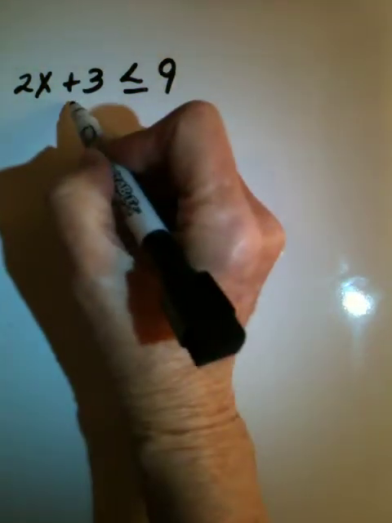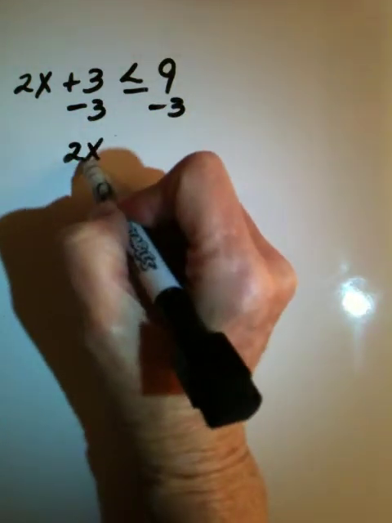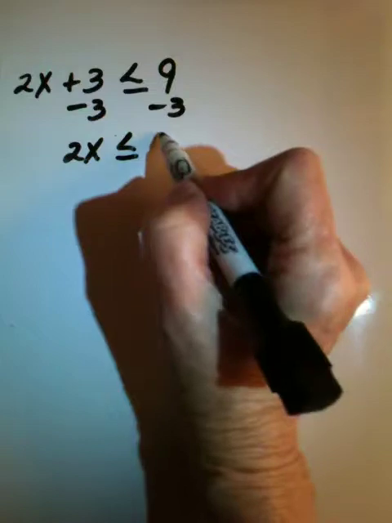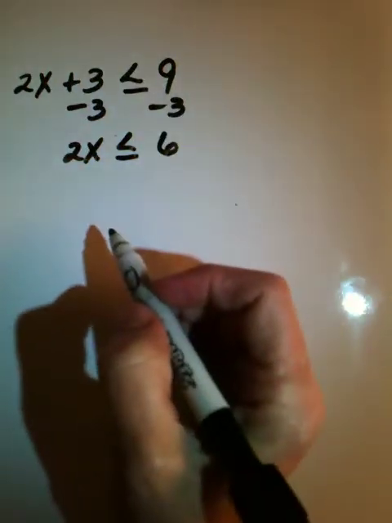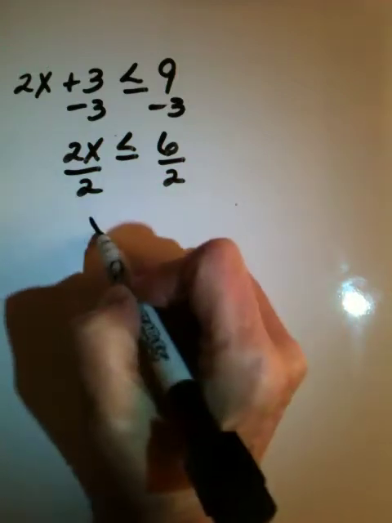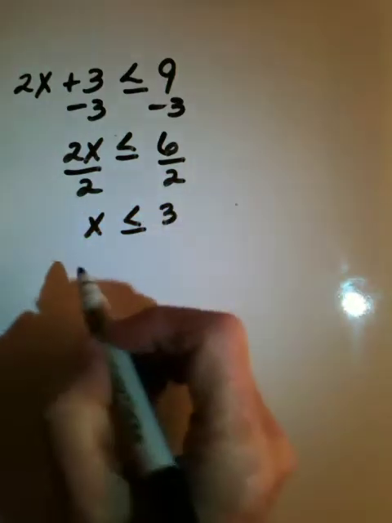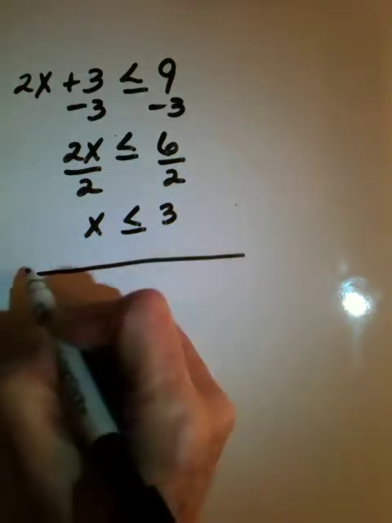to 9, you solve it the same way you solve a regular equation. We're going to subtract 3 from both sides. We're left with 2x is less than or equal to 6. Then we're going to divide both sides by 2. And what we have is that x is less than or equal to 3. You're going to be asked to put that on the number line.